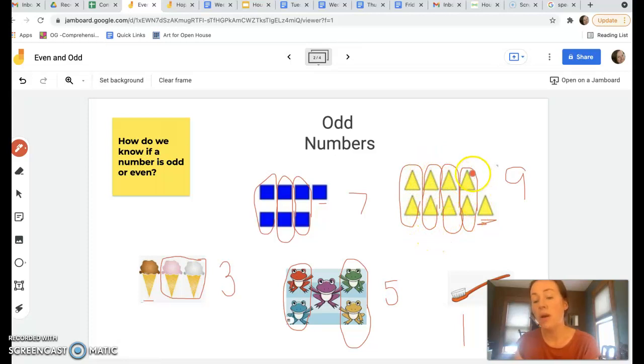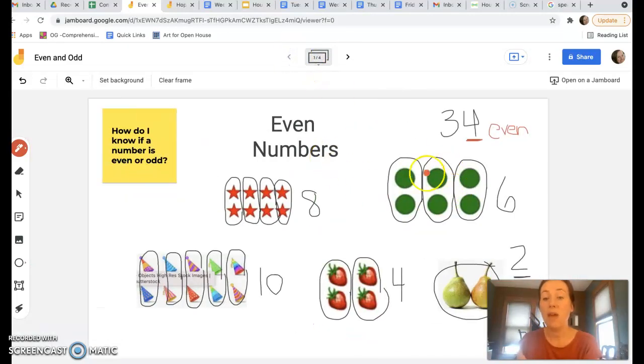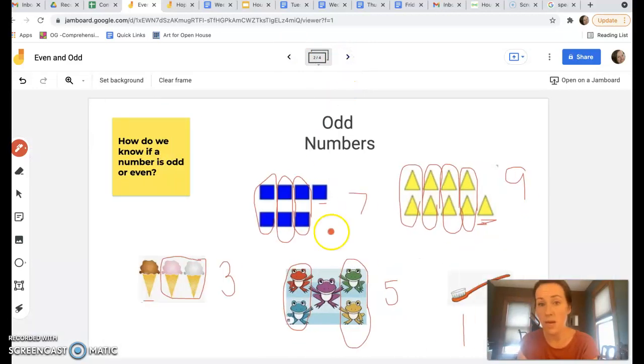And if you circle your pairs and you're left with one left over and it doesn't have a pair, that number is odd, right? And just like on the other slide, if it has a pair and there isn't one left over, then it's even. Okay, so any number ending in 1, 3, 5, 7, or 9 is going to be odd.